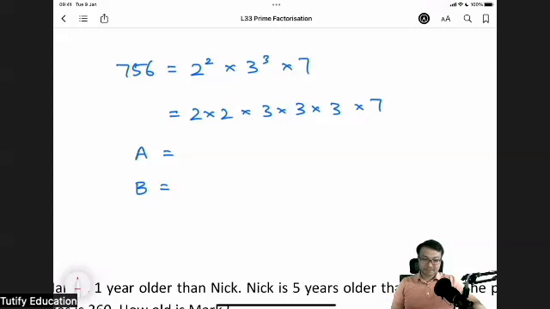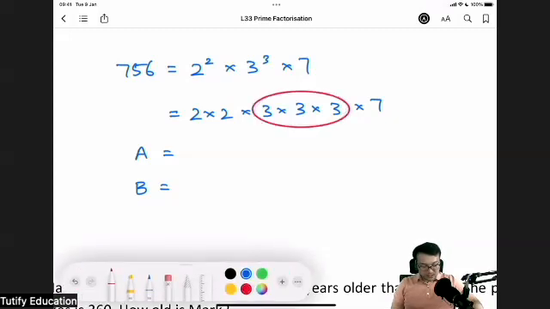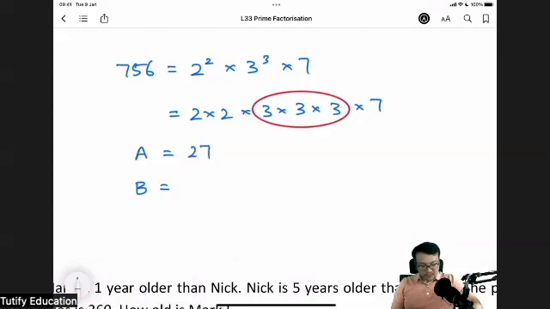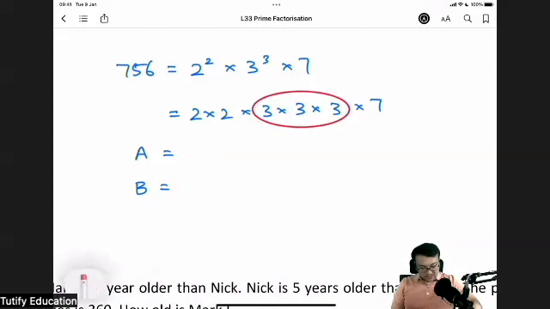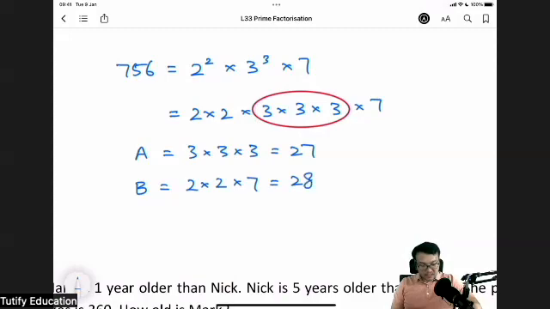3 times 3 times 3. Very good. 3 cube times 3 cube, and you got 27. Then 3 times 3 times 3, yes. So what is left behind? Let me write down 3 times 3 times 3 first, and you get 27. And what is left behind? 2 times 2 times 7. 2 square times 7. Very good.